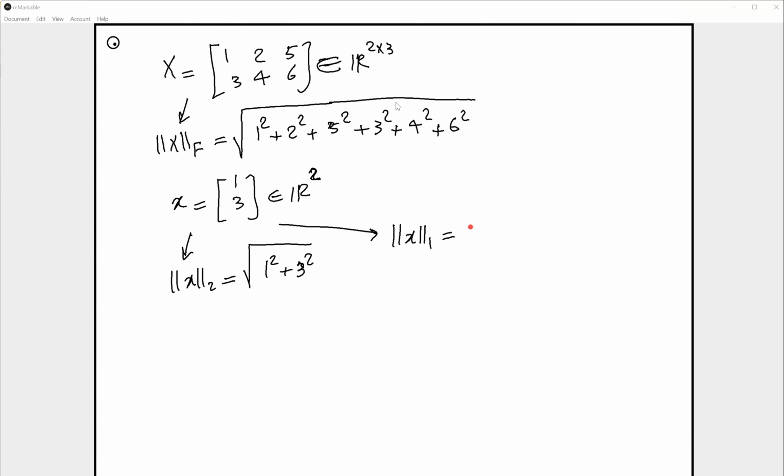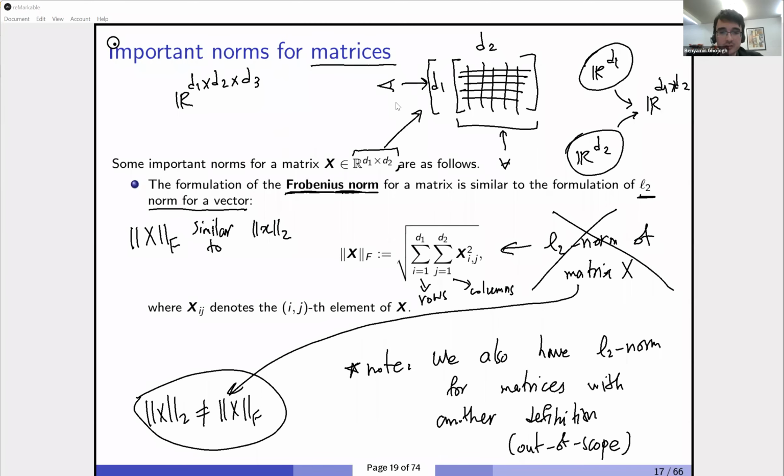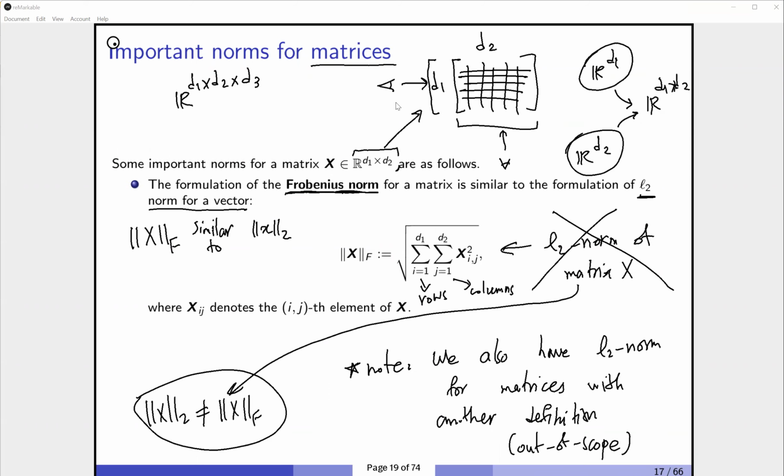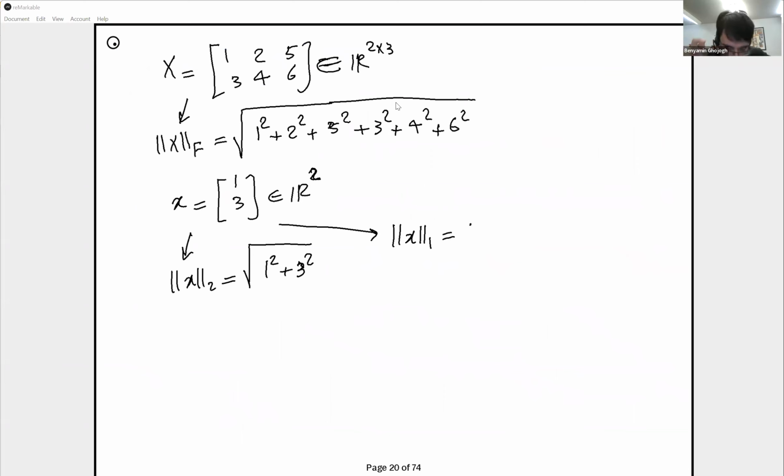Do you remember? So this is the equation. Please look at it and let me know the answer. So this is the L1 norm. The summation of what? Absolute values of elements, right? Is that right? Yes. Okay. So now what is the L1 norm of this vector? 1 plus 3. Exactly.